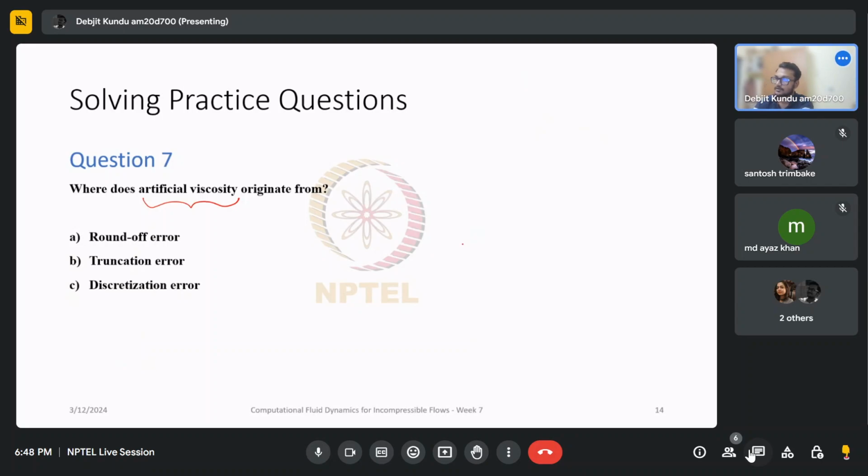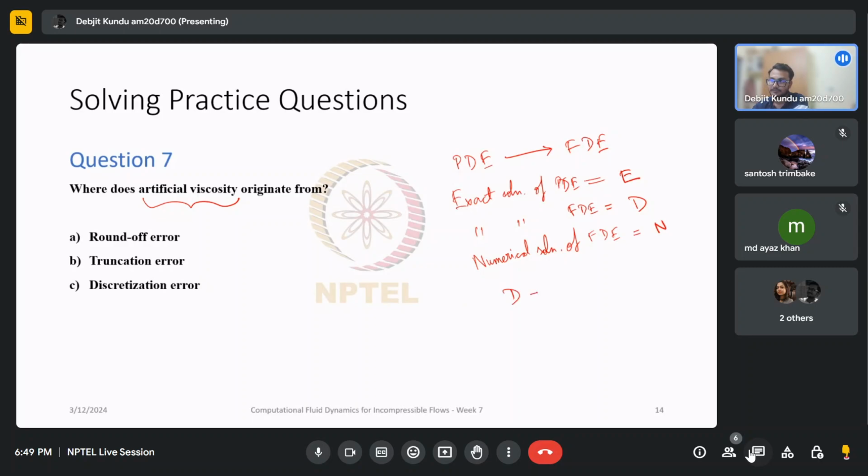So just to give a refresher on what these errors are, let's say there is a PDE, the partial differential equation, and we have made a finite differential equation out of it as well. Now the exact solution of the PDE, if we write that as, let's say, E, and the exact solution of the FDE with a computer with infinite accuracy, let's call that D, and the actual numerical solution obtained by a computer with a finite accuracy, let that be N. Now there is a difference between this D minus N.